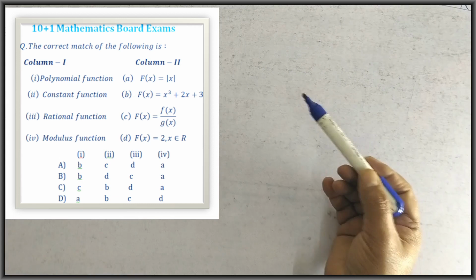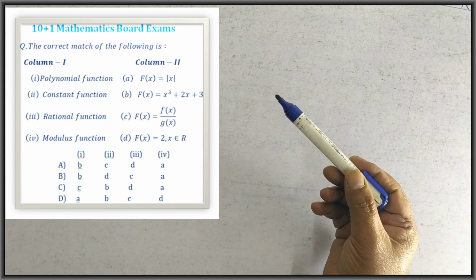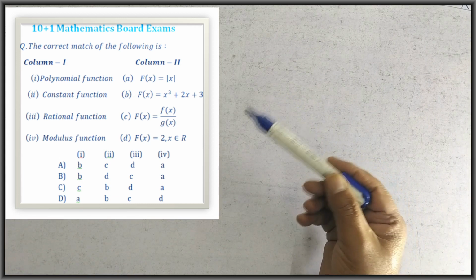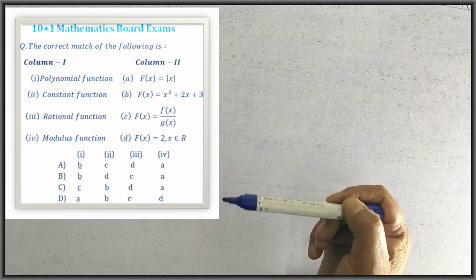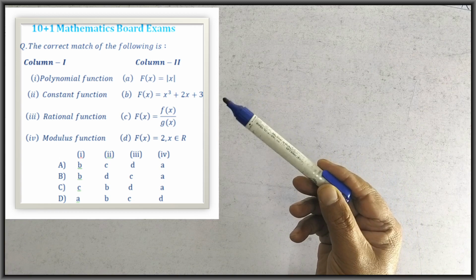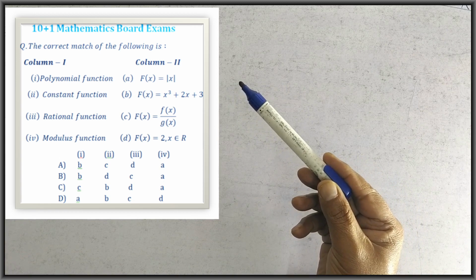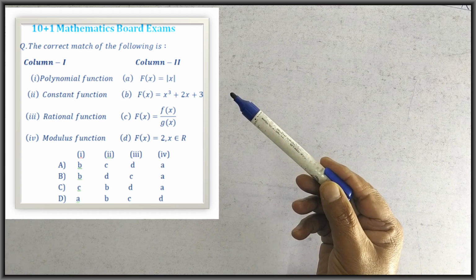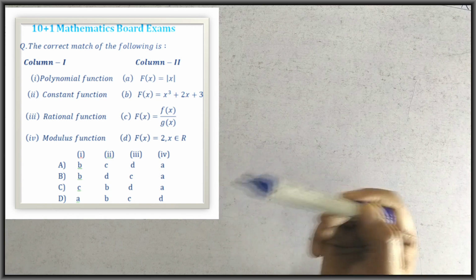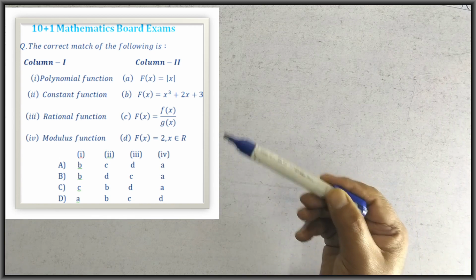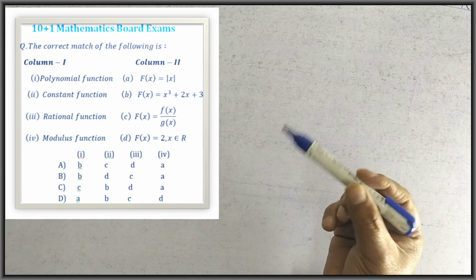Let us start with the next question, children. Here he says: find the correct match of the following. You are given two columns, column 1 and column 2. He is saying polynomial function, constant function, rational function, and modulus function, and options A, B, C are also given there. You have to find the proper match. This is a matching type question, children.